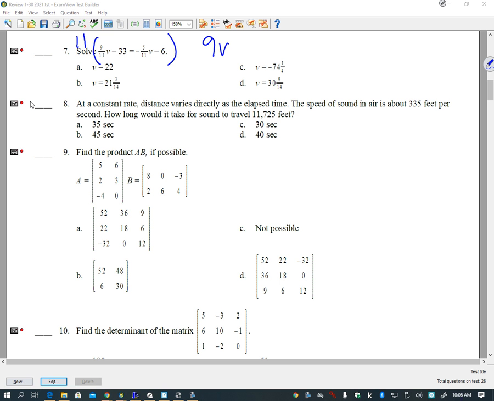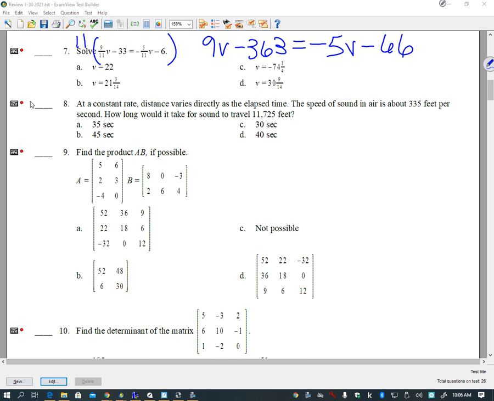So I get 9v minus 33 times 11. That's going to be a sizable number, but 33 times 10 is 330 plus another 33. 363. 363 equals negative 5v minus 66. That to me is a lot easier to solve than to mess with the fractions, right?